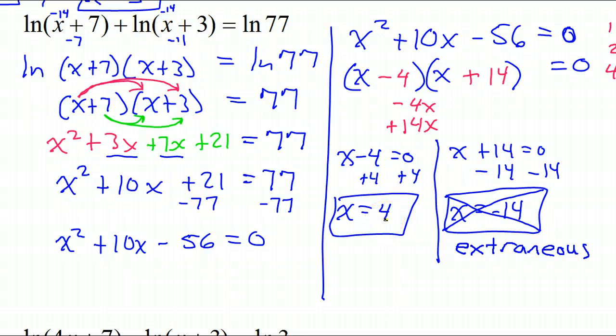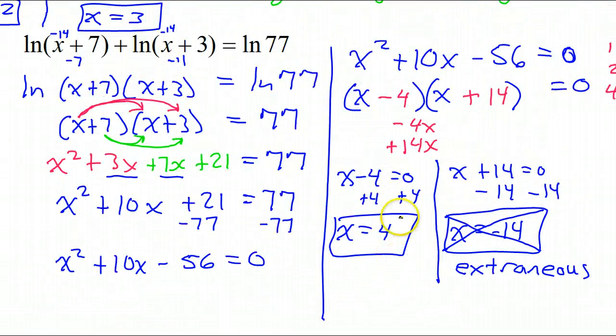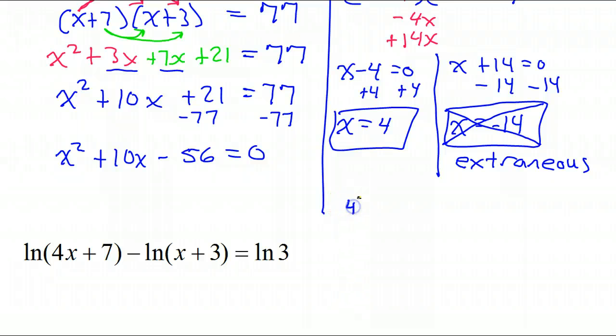Alright, x equals 4 then is your one and only solution. So if this were a test, let's see, what number is this? Number 4. If this were a test and you had an answer line, on your answer line you would just put x equals 4. You wouldn't put anything about the negative 14 on your answer line, just only this. Okay, that was number 4.